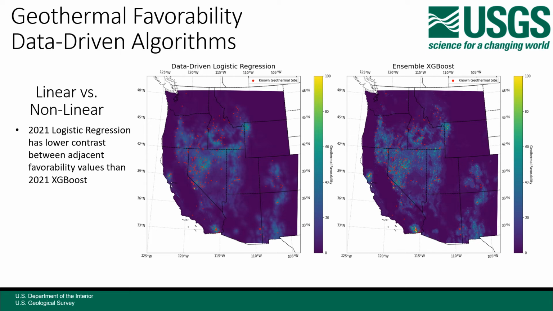And here we have the favorability maps for the data-driven approaches. On the left, we have logistic regression, and on the right, we have XGBoost. What is immediately apparent is that the favorability for logistic regression appears smoother across the mapped area than with XGBoost. And that is because logistic regression is a linear algorithm that is taking a continuous range of data and plotting that continuous data against a sigmoidal function to give a continuous range in favorability, as opposed to XGBoost, which ultimately is a decision tree. And the feature sets that are fed into that decision tree ultimately arrive at leaves, and each leaf has a distinct geothermal favorability, which is why we lose the smoothness in XGBoost.